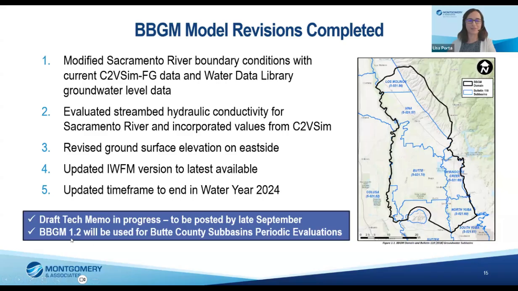So we call it BBGM 1.2. A tech memo will be developed, or is being developed, and will be posted. And this is the model that the GSAs are now going to use and refine for the periodic evaluations moving forward.